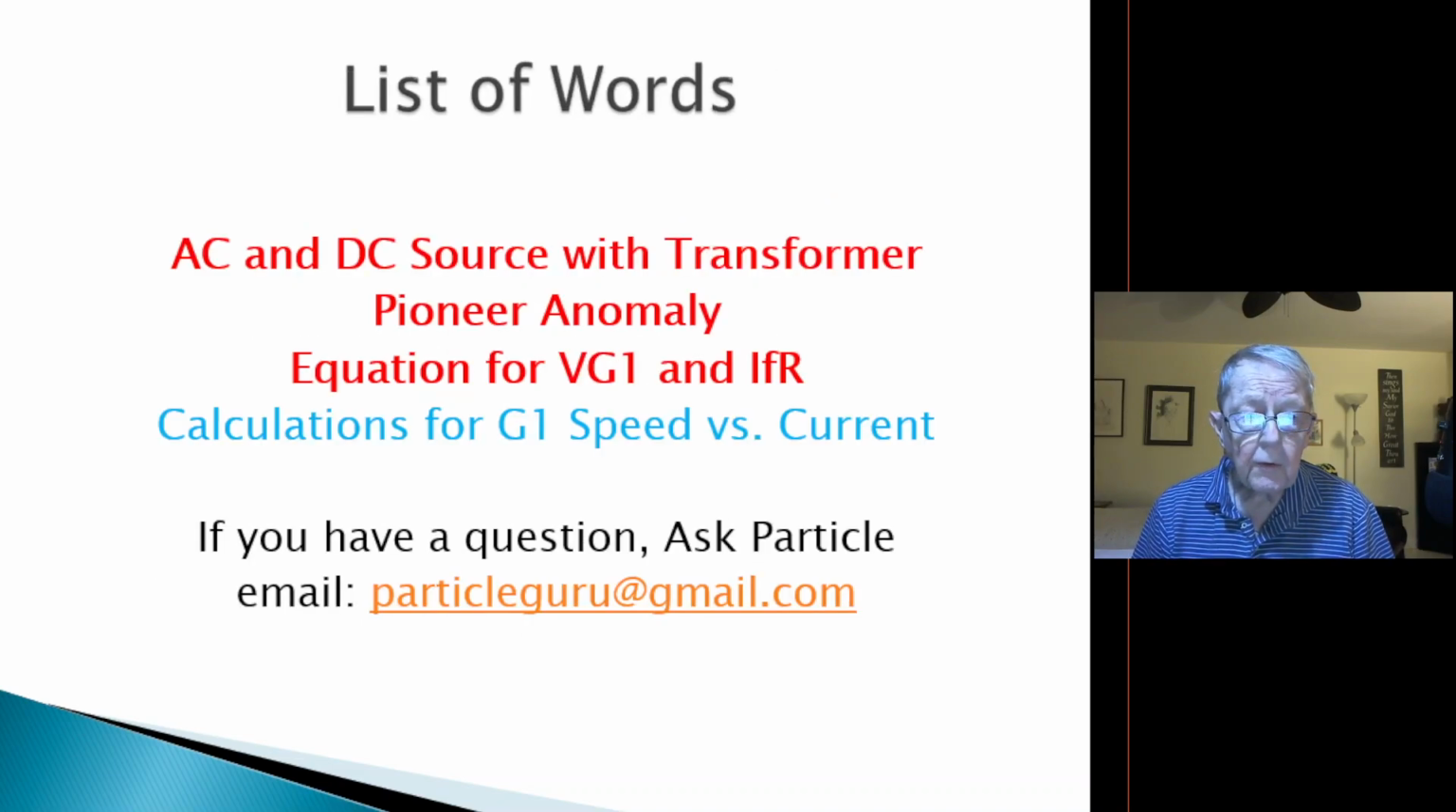Well, I've been going through a list of words, and part of the words that were anomalies was one. Equation was another word I've been doing, and of course this one is about the equation for the current through a resistor when you take the speed of G1 into account.